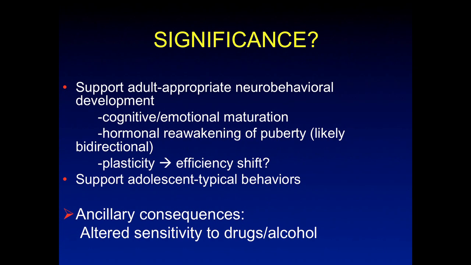Now, that's how these brain changes may support adolescent-typical behaviors. And we think that there are important ancillary consequences to this as well. In other words, the brain probably didn't evolve to change how you respond to alcohol, but with all these brain changes in regions that are very sensitive to alcohol and are responsible for some of the effects of alcohol, it would be kind of weird if alcohol sensitivity weren't changed, and sensitivity to other drugs weren't changed, during adolescence.